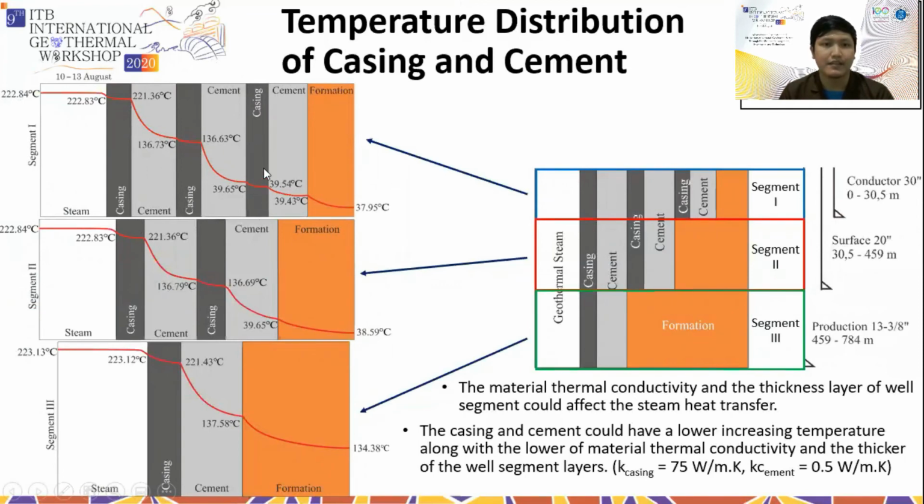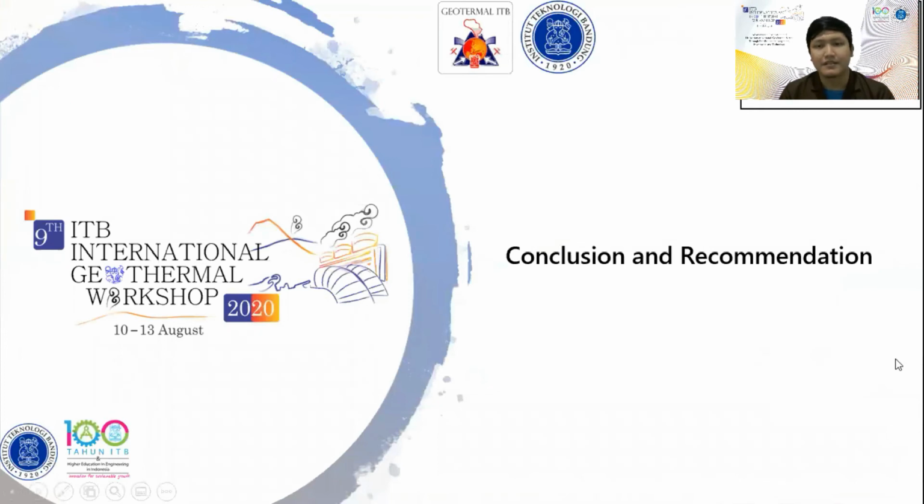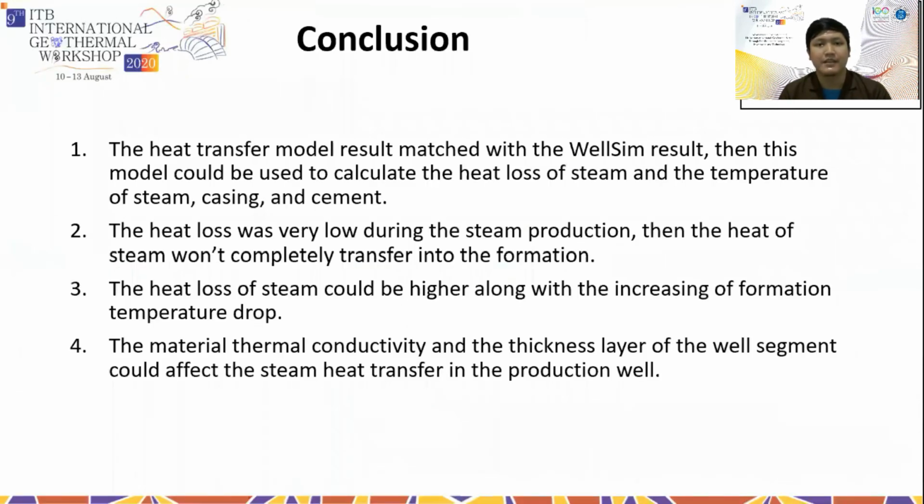It is shown that the surface cement, casing conductor, and cement conductor temperatures are close to the formation temperature. And we can conclude that the casing and cement could have a lower temperature increase along with lower material thermal conductivity and thicker well segment layers. In this research, we use 75 watt per meter Kelvin for casing thermal conductivity and 0.5 watt per meter Kelvin for cement thermal conductivity. And next is the conclusion and recommendation from this research.